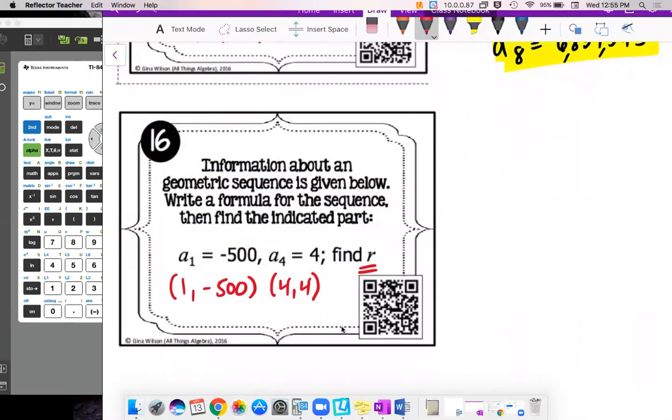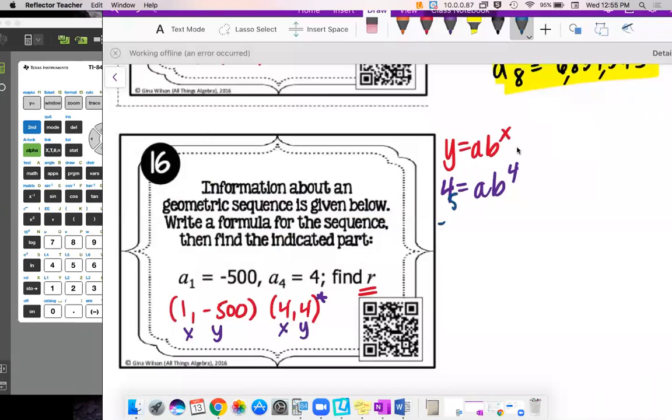So we're going to start by plugging it into this equation. And you do want to start with the x value that is largest. So this is x, y, x, y. Since this has a larger x value, I'm going to start by writing that point just by plugging it in. So I'm going to do 4 equals ab to the 4. So I'm taking the y value, it's going here, x value going there. And I'm going to write the other one below it. So negative 500 equals ab to the first.